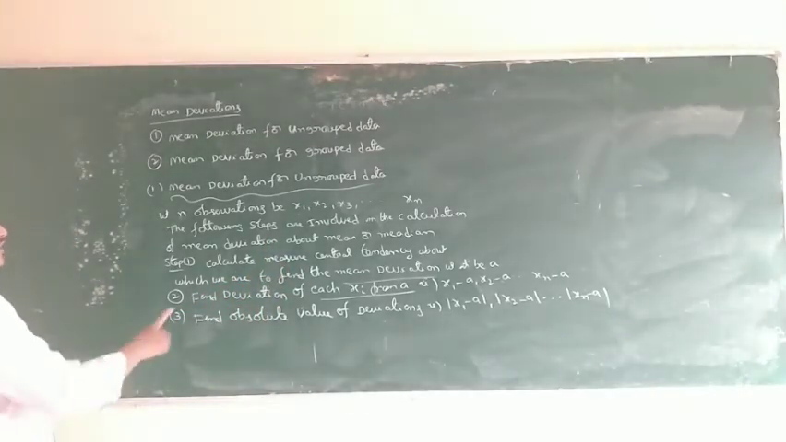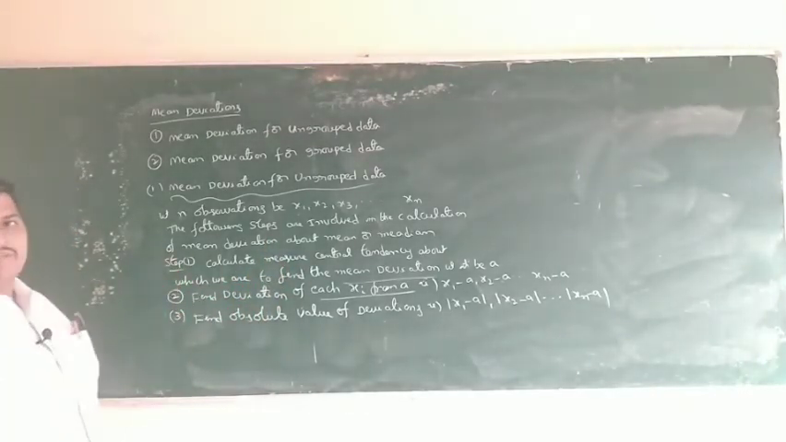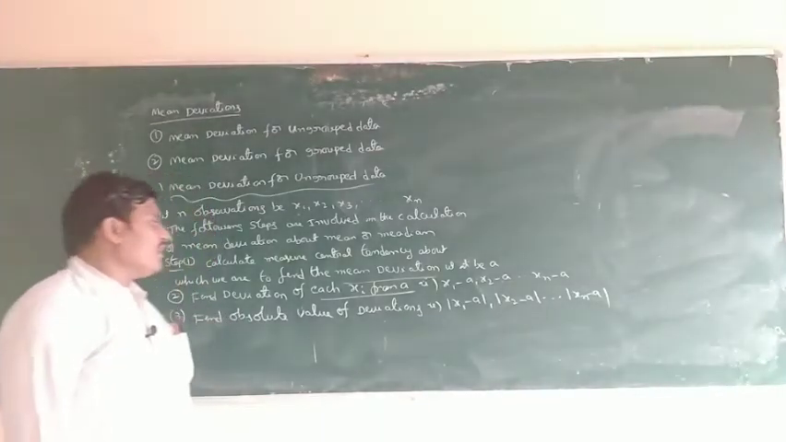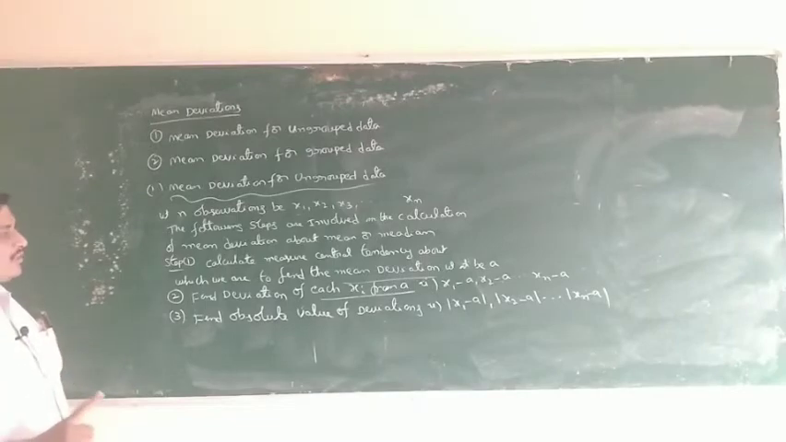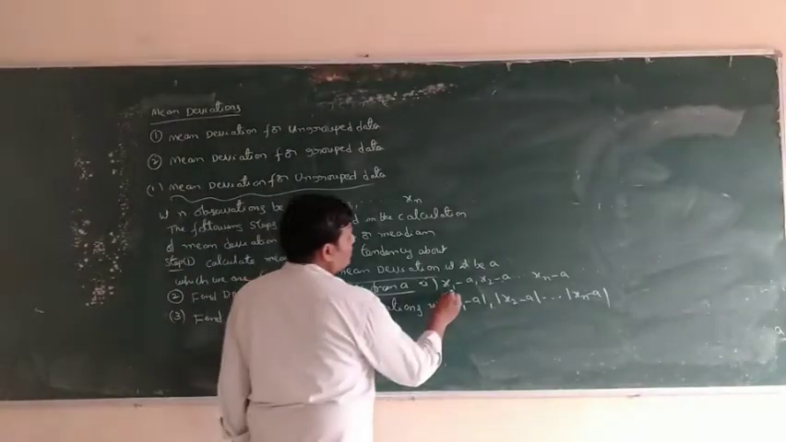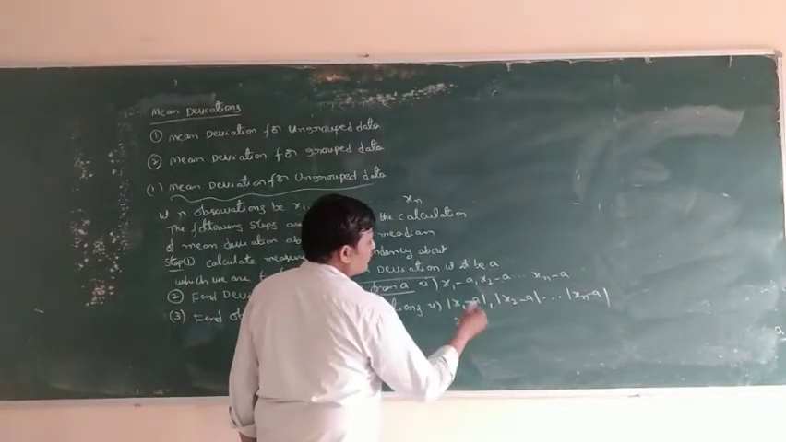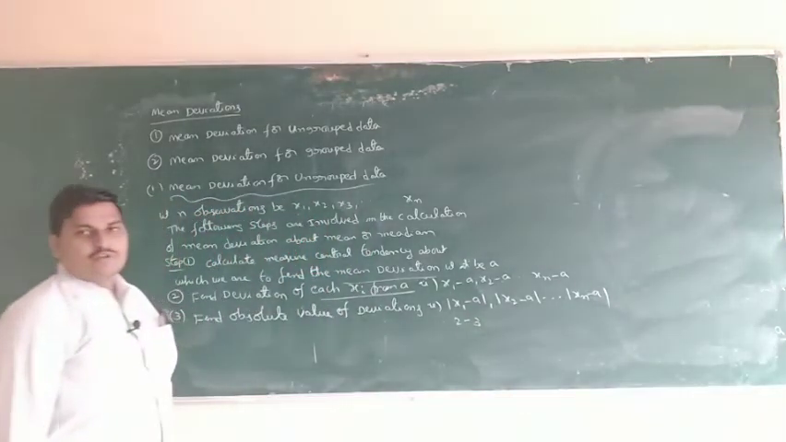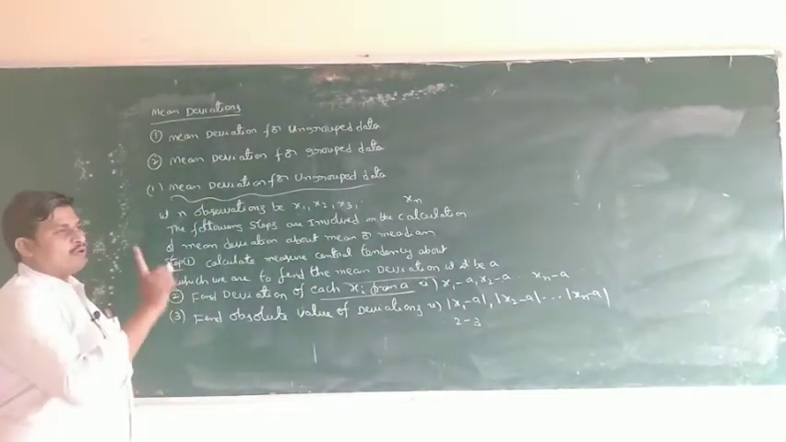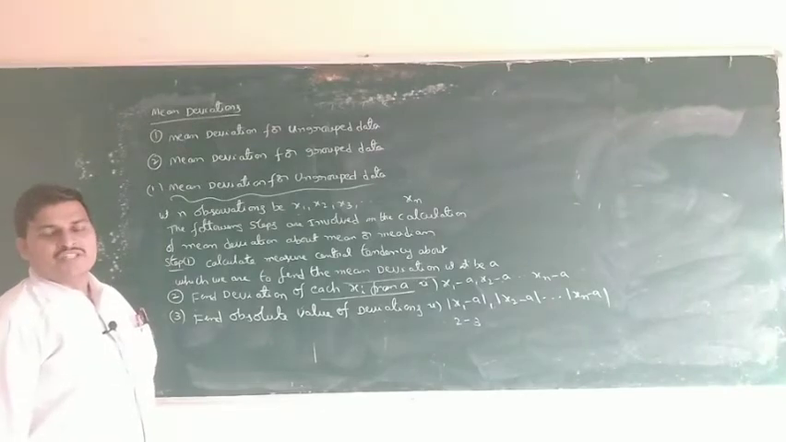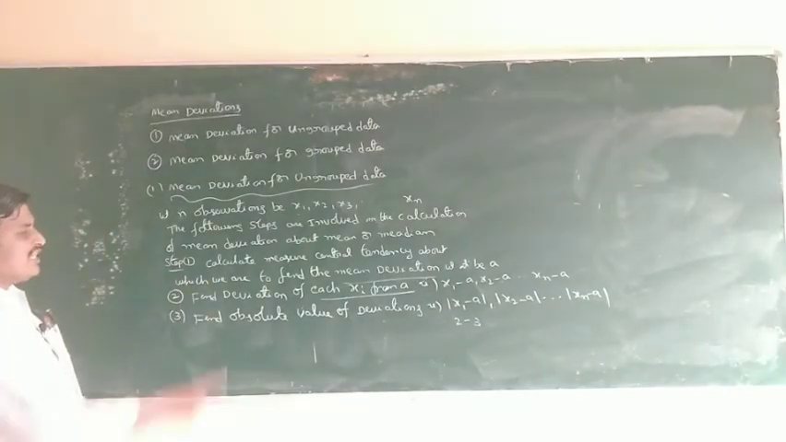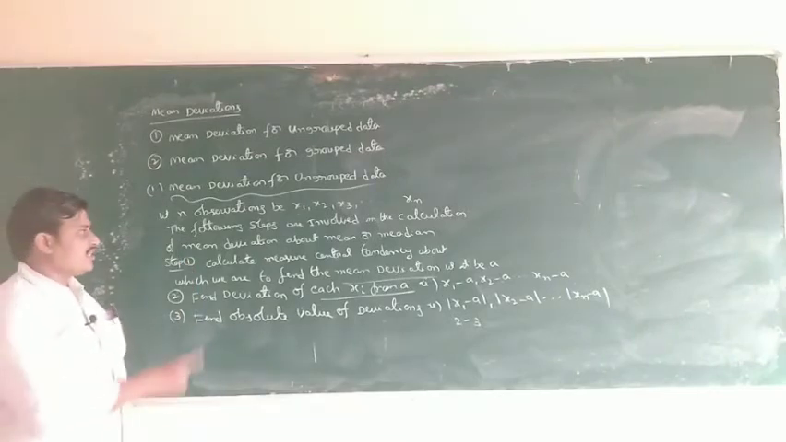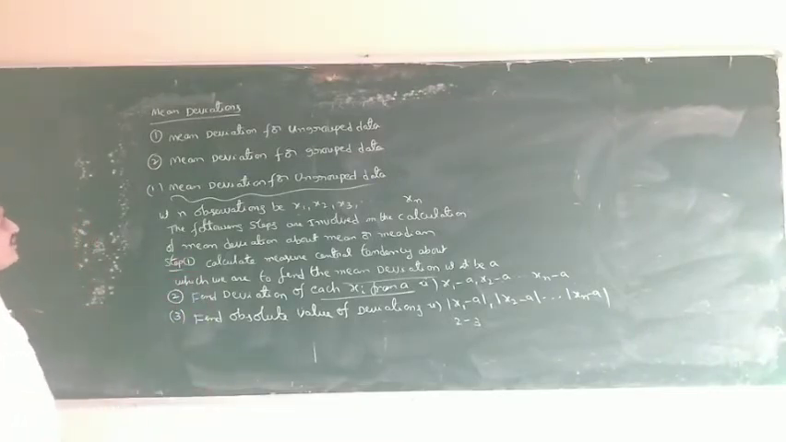Next, find the absolute value of deviations. Absolute value means what? Positive values. For example, x1 value 2, mean 3. 2 minus 3 is equal to minus 1. That's why we use the modulus. Mod of minus 1 is equal to plus 1. So absolute value means using the modulus. This is the procedure of mean deviation for ungrouped data.